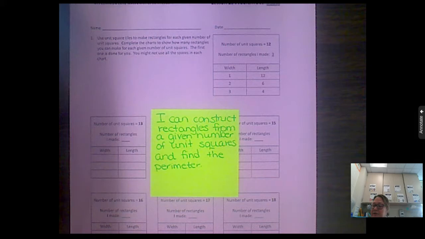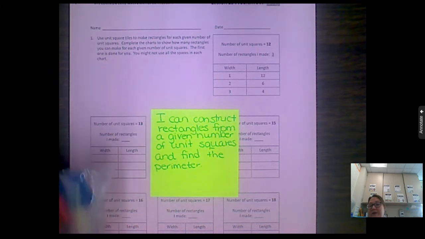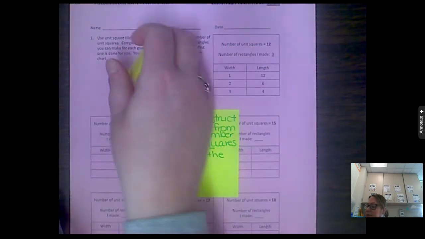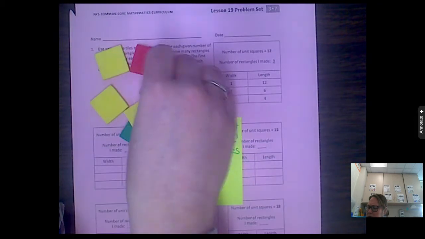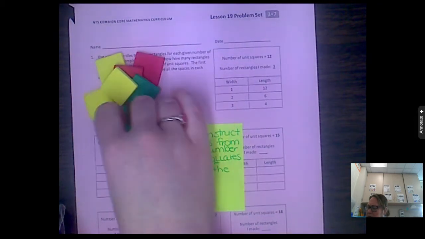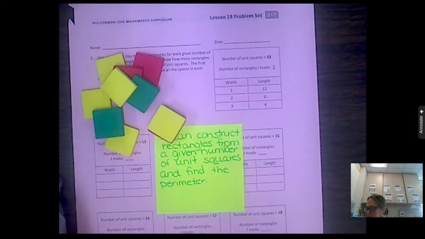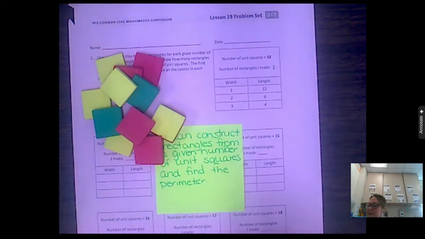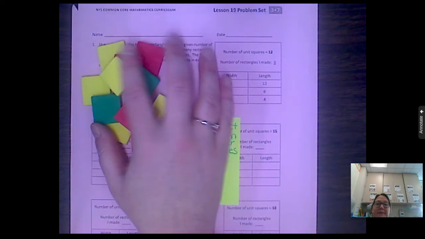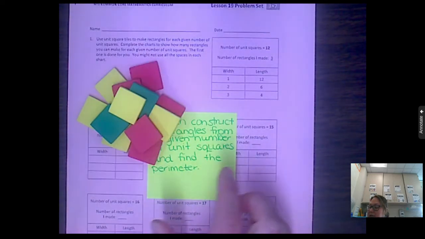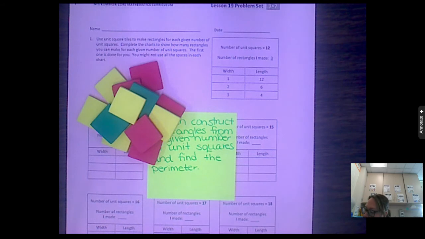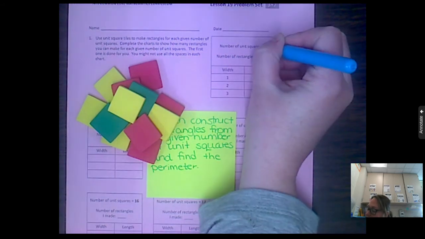Let me just demonstrate for the first one. If you do have your tiles handy, you can take out 12. And if not for today, it's fine if you just want to watch. So there's 4, 5, 6, 7, 8, 9, 10, 11, 12. The directions say to use unit square tiles to make rectangles for each given number of unit squares. So for example, this one says number of unit squares, 12.